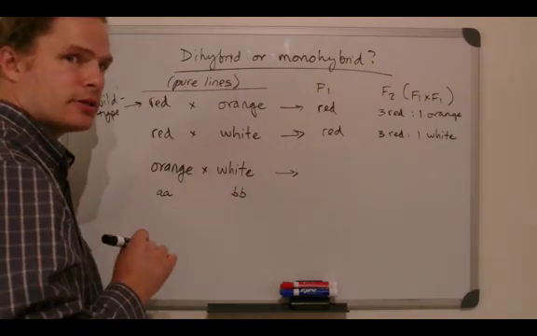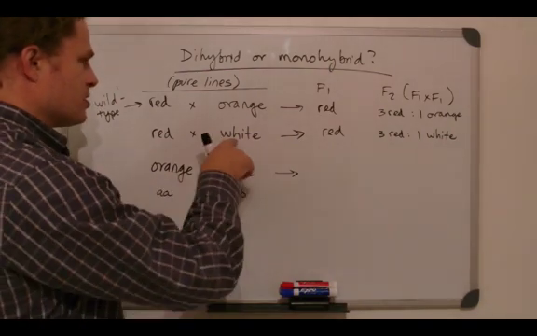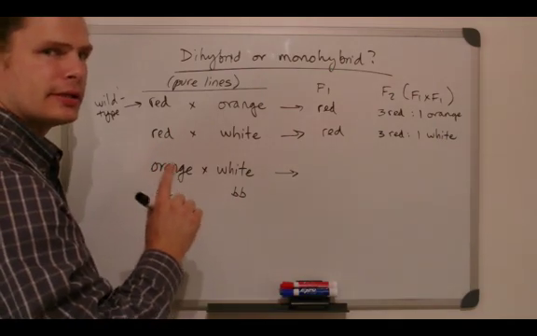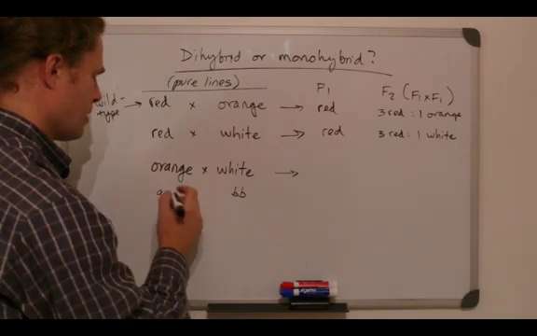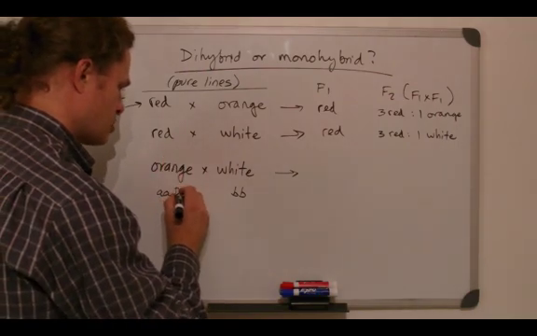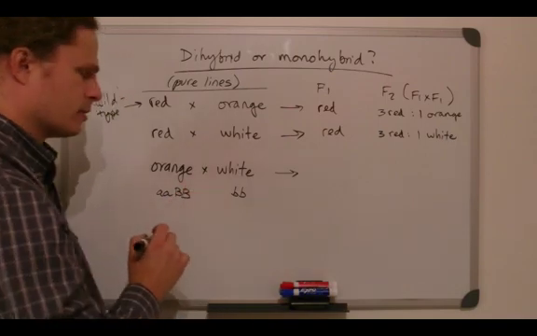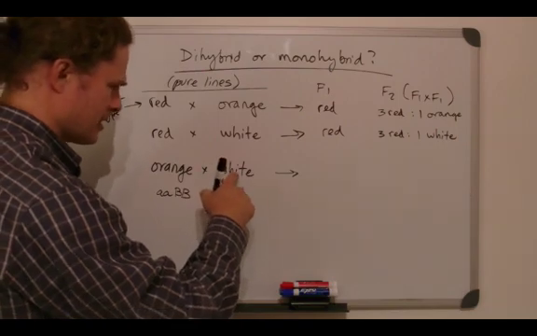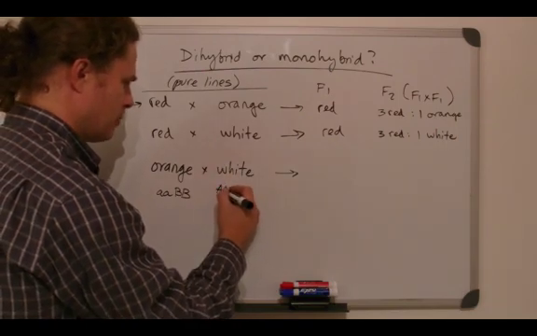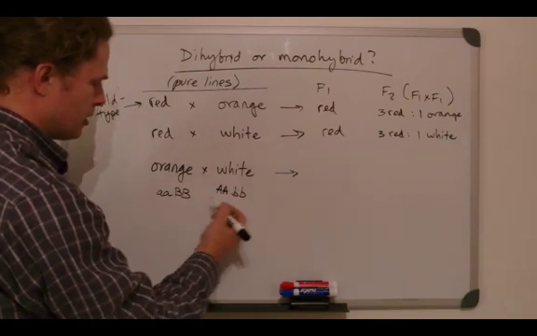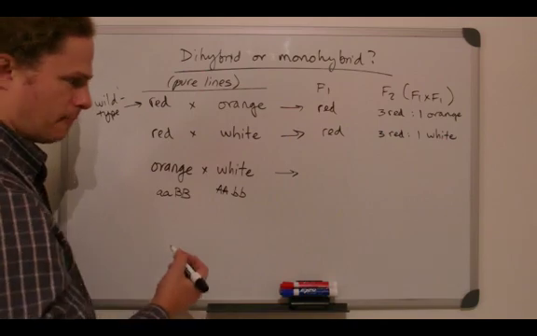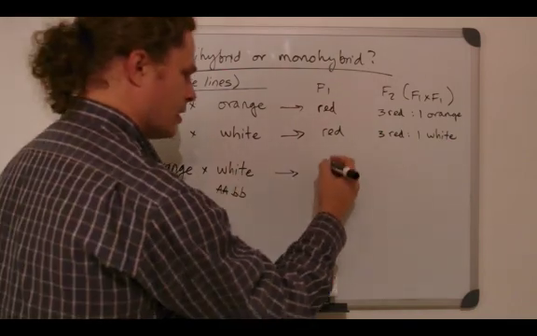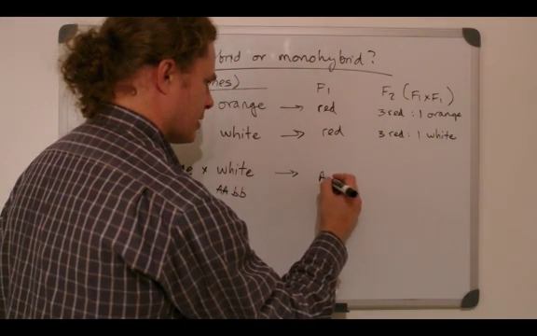Now here's the key point that many students find challenging. These different lines are only mutant in one thing, which means they have wild-type alleles for every other locus in the genome. What that would mean is that this orange line would be homozygous for the wild-type allele of what is mutant in the white line. It also means that this white line would be homozygous wild type for the locus that is mutant in the orange line. If this was in fact what was going on, then in the F1 we would have a genotype that is a dihybrid.